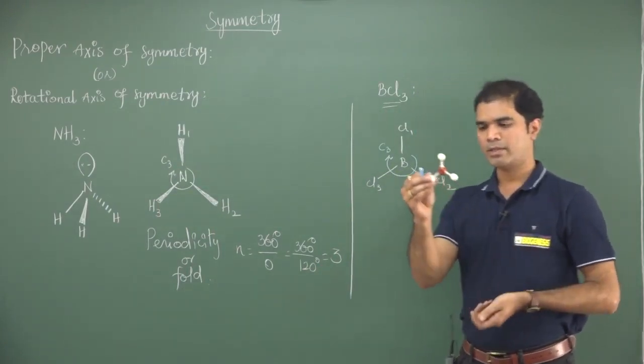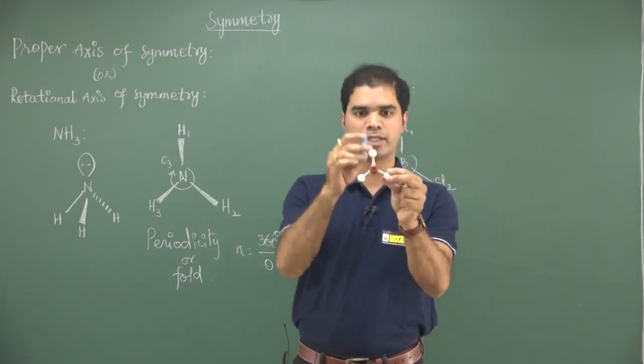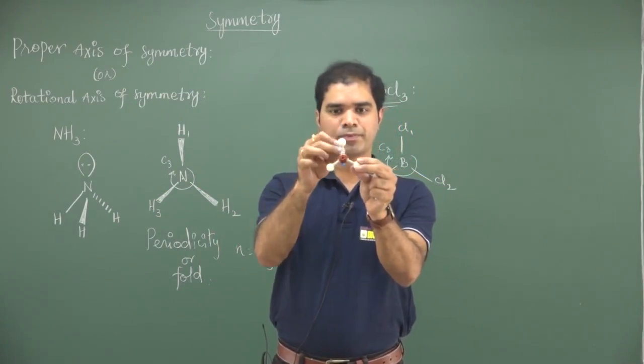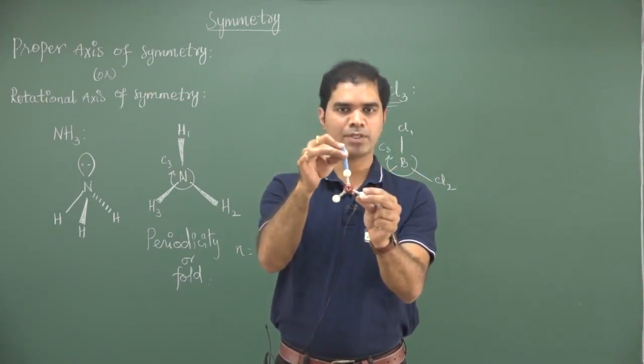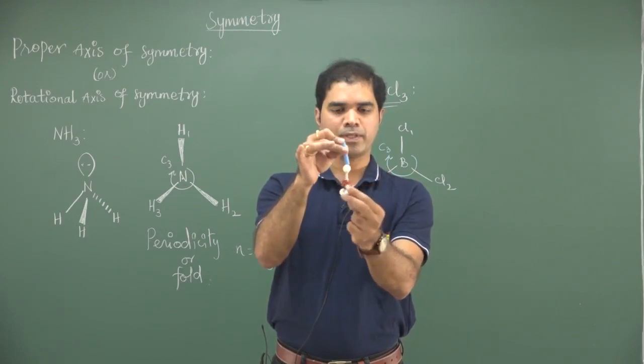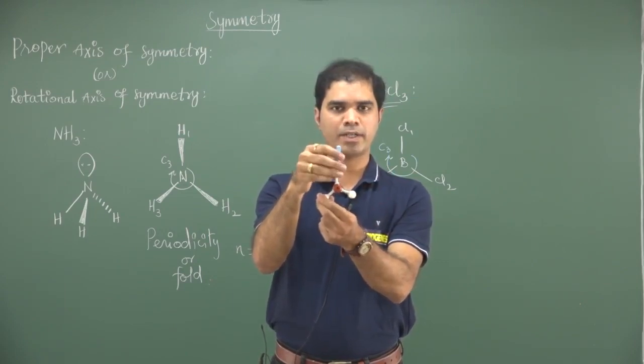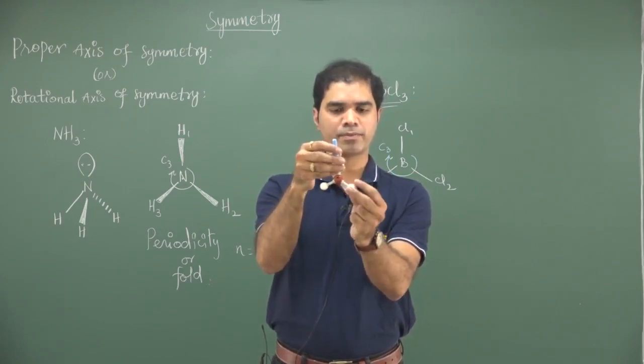What are these? You can just watch. Suppose if I am holding BCl3, this is a C2 that is passing from one of the chlorines and the central boron atom, and as I rotate by 180 degree, it is giving an equivalent configuration. You can just check.